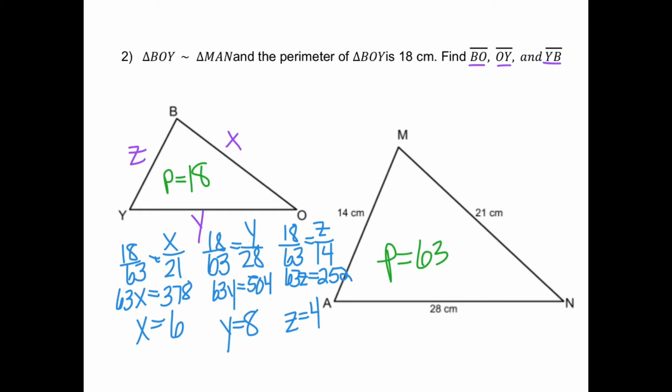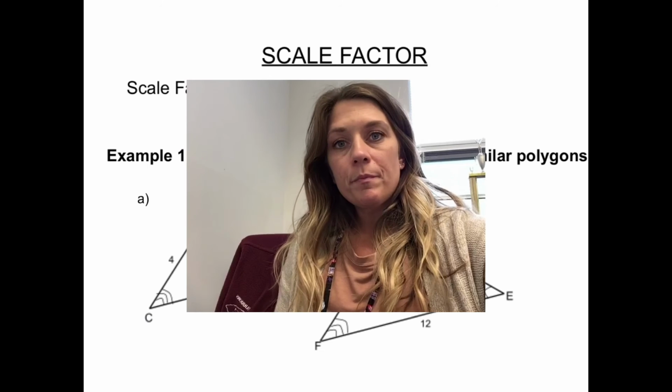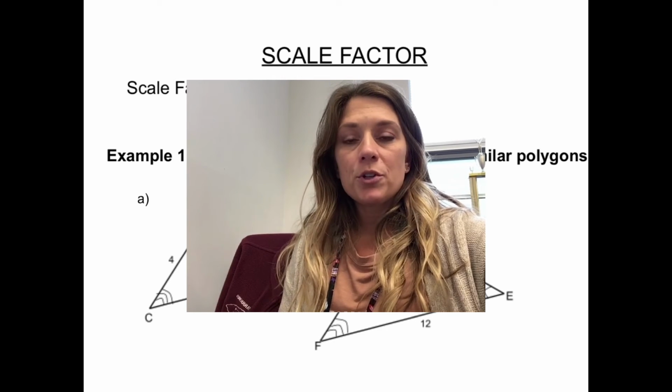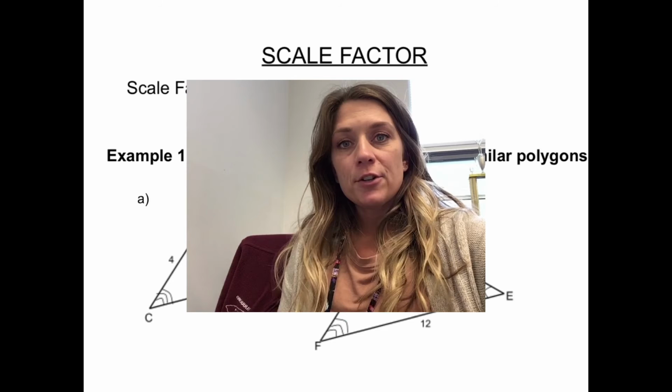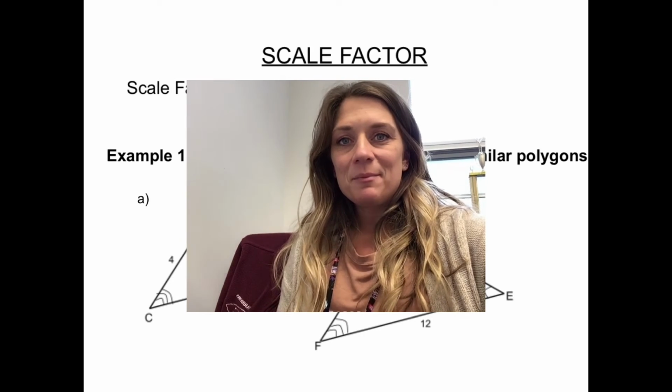So three pretty simple proportions to cross multiply and solve. Side X or BO is 6, side OY or Y is 8, and side YB, which we used Z for, is 4. Proportional information using a phrase or term called scale factor. Let's take a closer look at what that is.